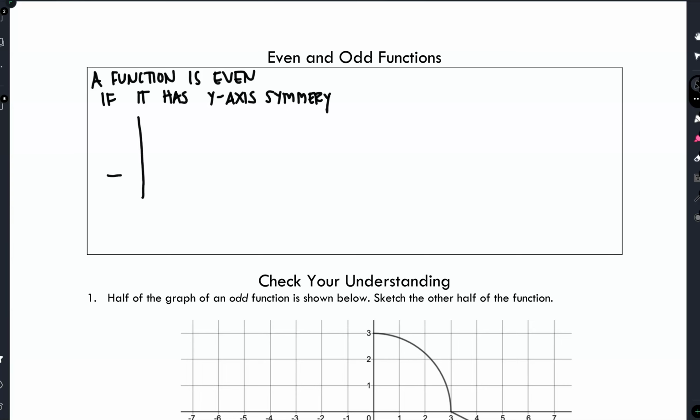So an example of that is my parabola. That means that if I drew a line on the y-axis, the left side would look identical to the right side. And these values are the same. So the points here are the same if I'm plugging in a negative and a positive. So remember, if you plug in a positive value, you're going to get the same thing as if you plug in a negative.